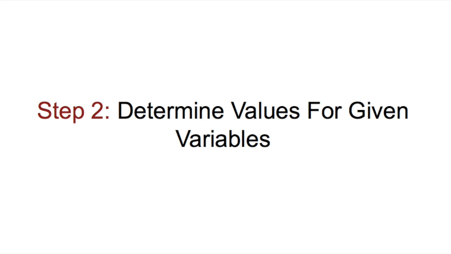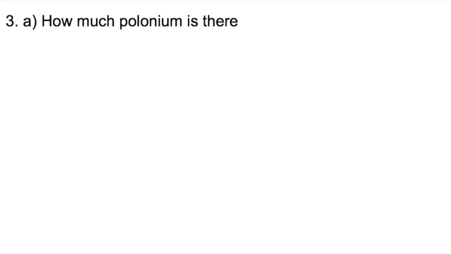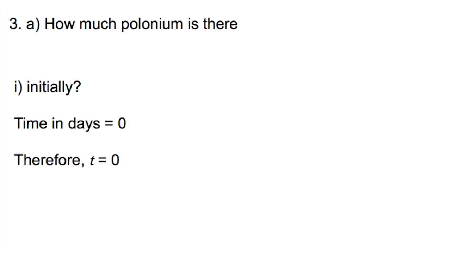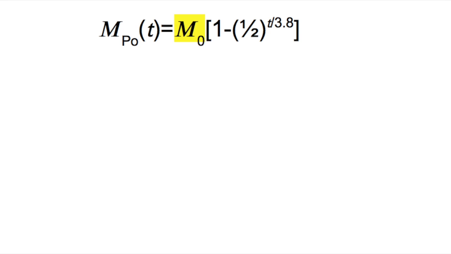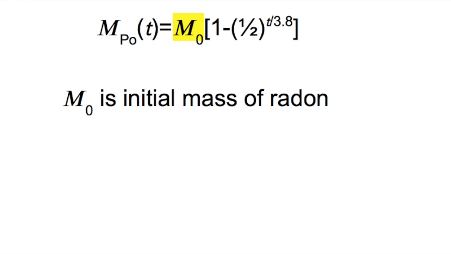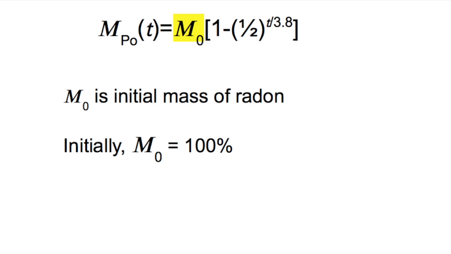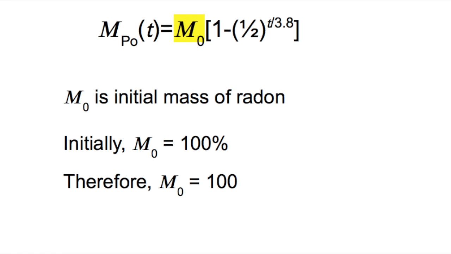Step 2. Determine values for given variables. 3a asks us to determine the amount of polonium at 2 times. Initially, which means that the time in days is 0, therefore t equals 0, and after 1 day, which means that the time in days is 1, therefore t equals 1. Now we need to determine the value of M_0, which represents the initial mass of radon. Using common sense, we know that initially there would be 100% of radon, since none of it has decayed and produced polonium yet. Therefore, we can say that M_0 equals 100.